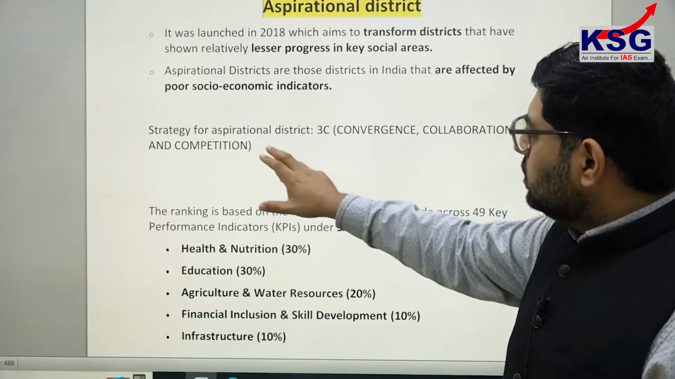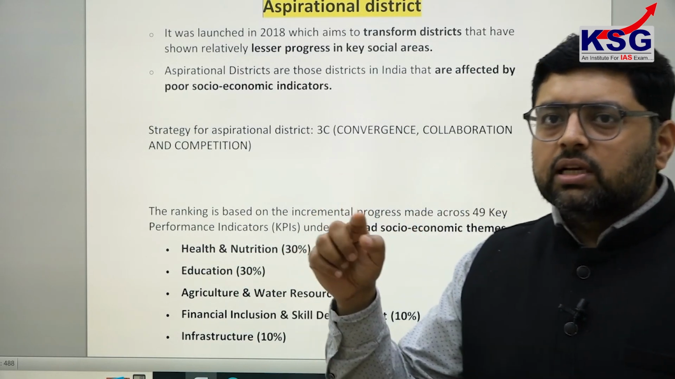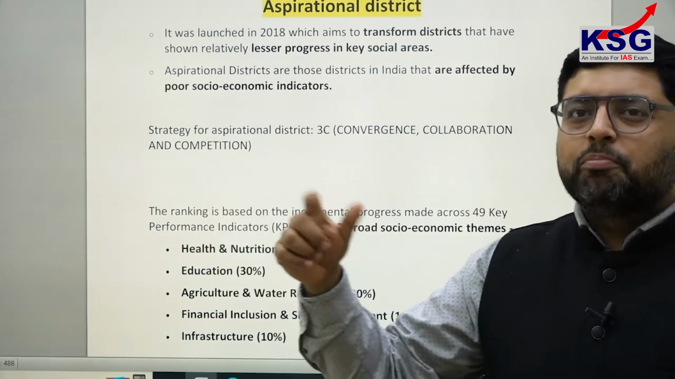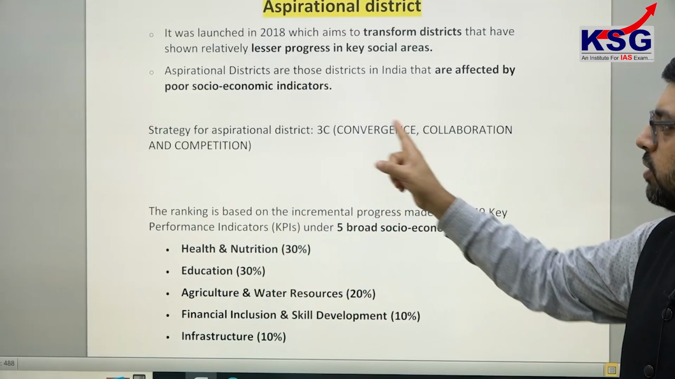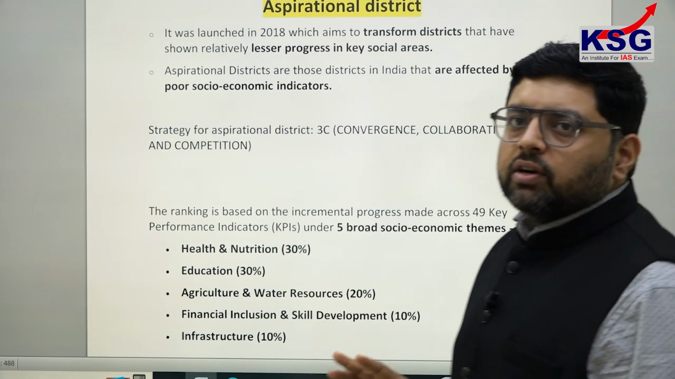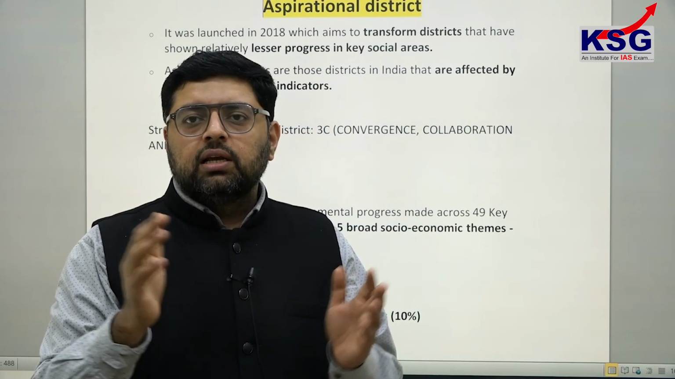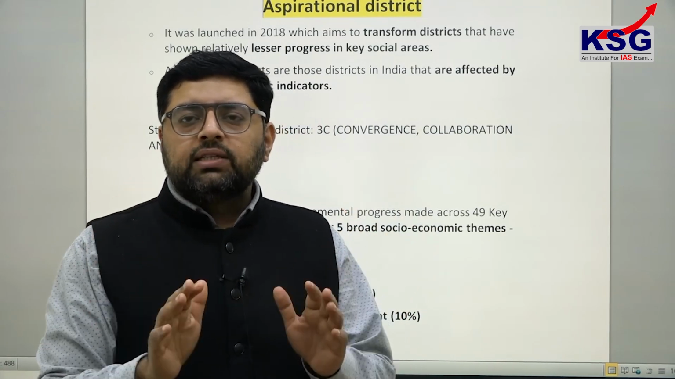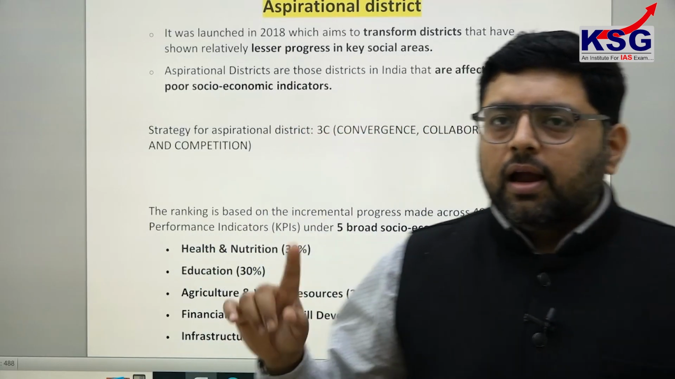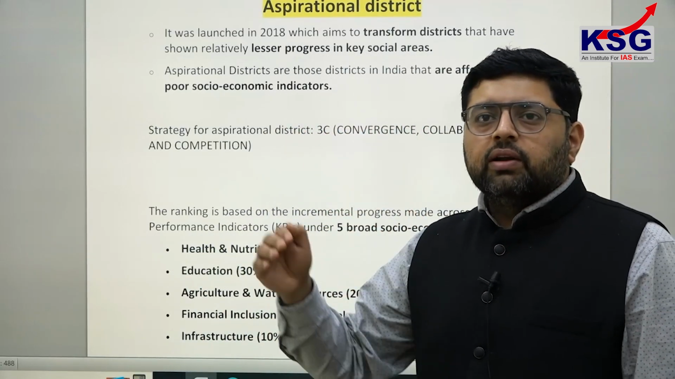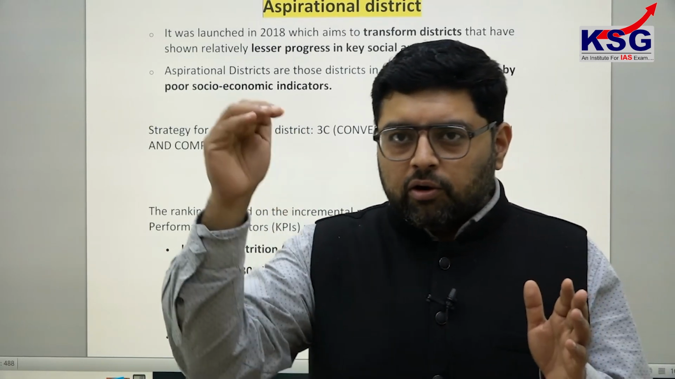Now the strategy for aspirational districts is the 3 C's, just like the PPP model. What are those 3 C's? Convergence, collaboration and competition. Convergence means whatever schemes are there of the center and states will be converged. Collaboration means coordination between the center and state governments, and competition means whatever aspirational districts we have, there will be a competition among them in order to rank them.